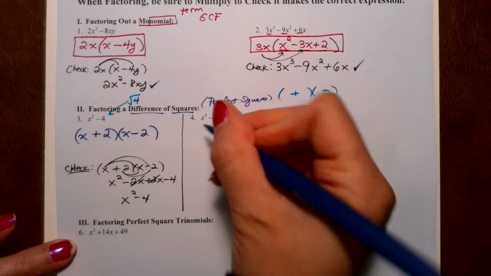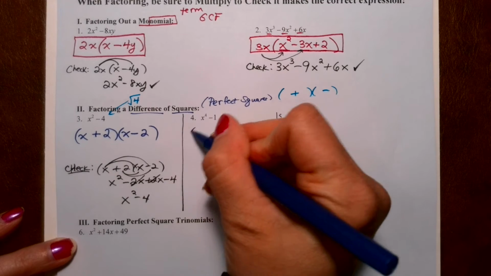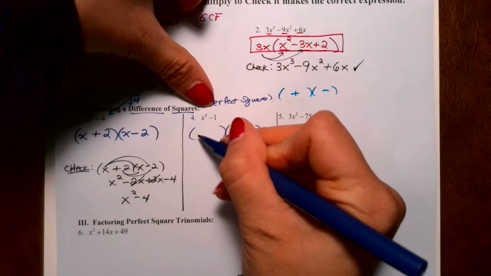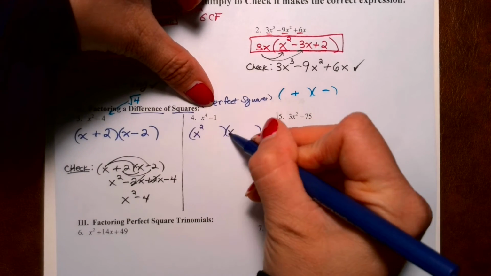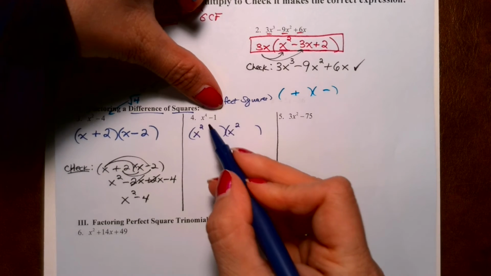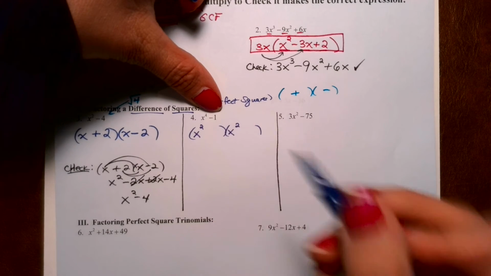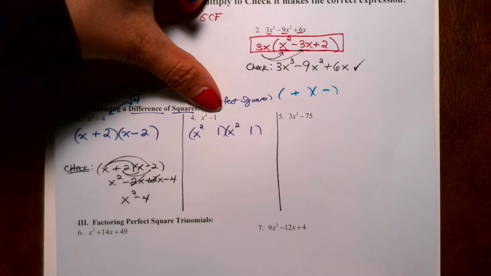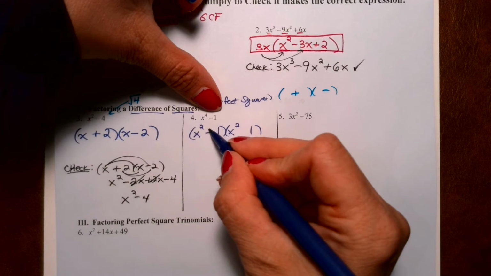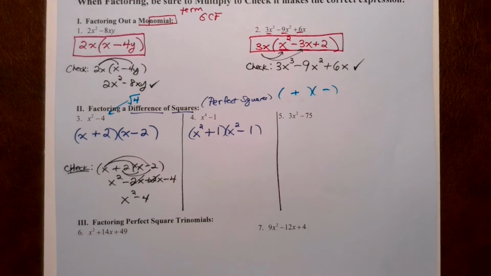Let's try again. Let's go ahead and, is this a perfect square? I believe so. Take the 4 x's and split them up evenly: x squared, x squared. How about 1? What's the square root of 1? Plus and minus 1. Now don't forget to put one plus sign, one minus sign.